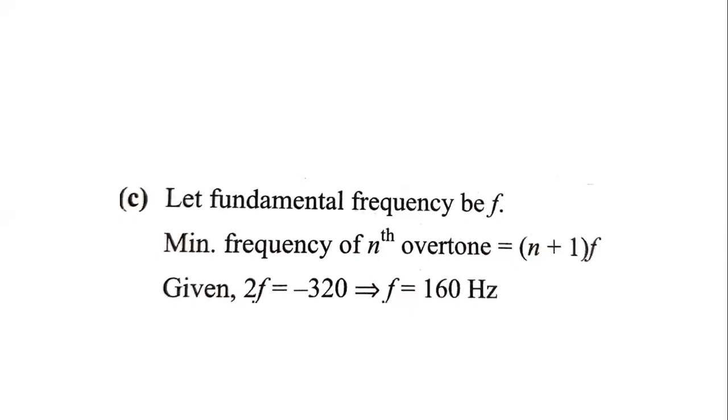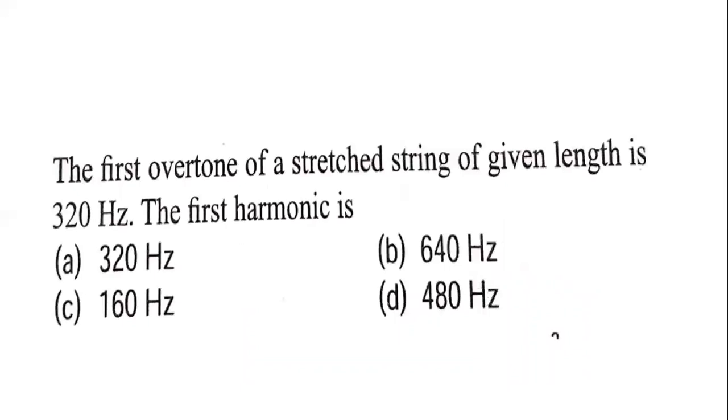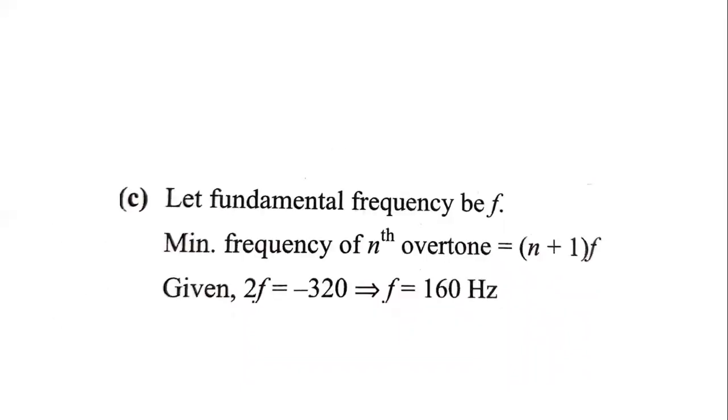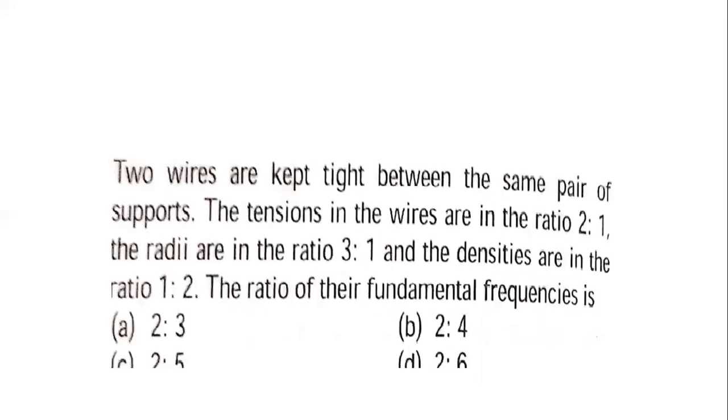The frequency of the nth overtone will be n plus 1 times F. So here, the first overtone is nothing but the second harmonic. Therefore 2F equals 320. The minus sign is there, just kindly ignore that. 2F equals 320, and upon simplification F is 160 Hz. Let's go to the next question.